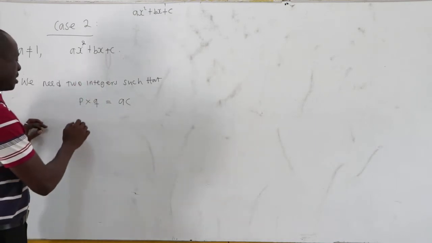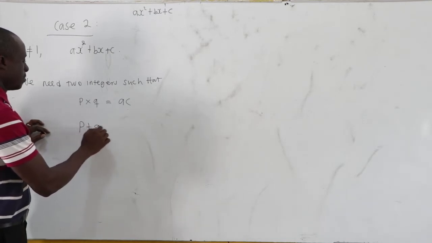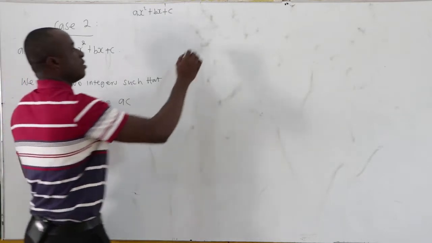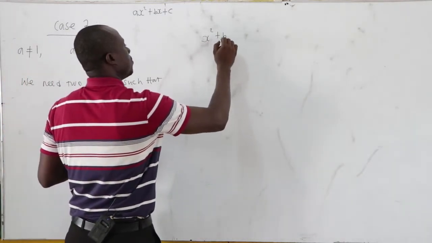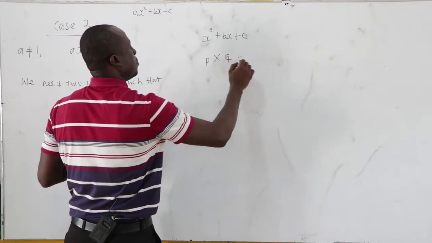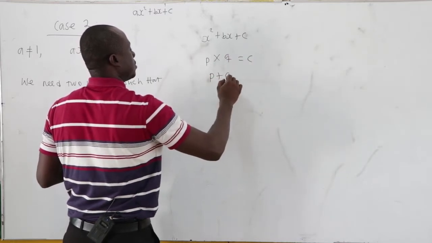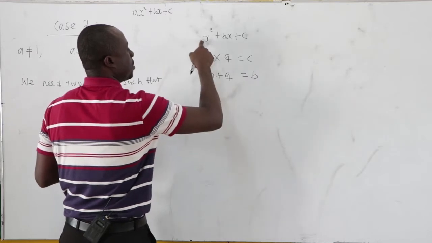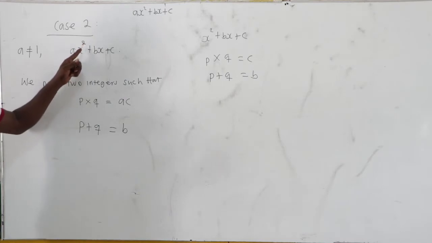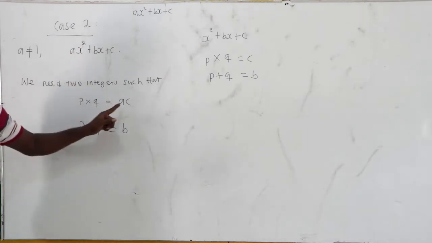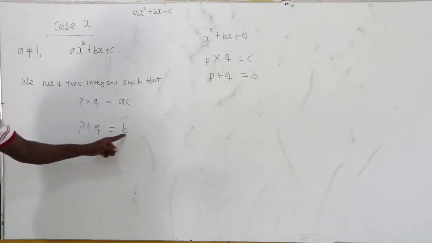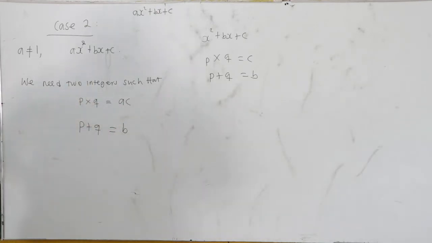And then when we add them, we are going to get b. You see, the previous one, we had x squared plus bx plus c. So you say when you multiply, you get c, but when you add, you get b, because this is 1 times c giving us c. But here, in front of the x squared, we have a, so a times c, that's ac. So you see, when you multiply, you get ac, and then when you add, you get b.